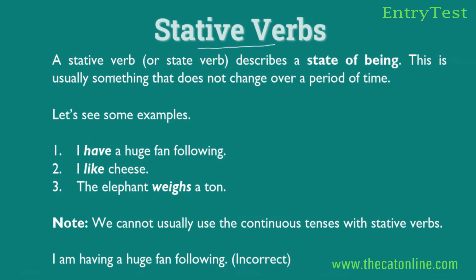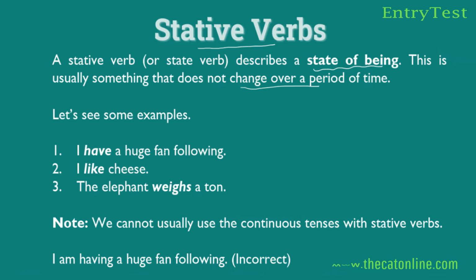So friends, as I told you, a stative verb or a state verb describes a state of being. So it does not show any particular action, but it shows what is the state currently of state of being. This is usually something that does not change over a period of time. This is also important. For some period of time, you will be in that state. It will not change radically. Alright. So let's see some basic example.